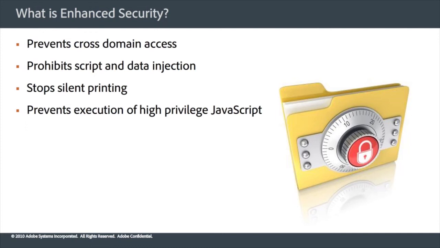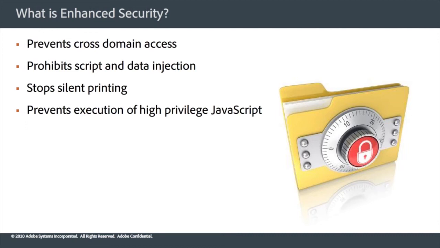It prevents cross-domain access. It forces requests for new content to adhere to a same origin policy. This means access to web pages and other resources originating from a domain other than the one your document is hosted on is prohibited. It prohibits script and data injection via an FDF, XFDF, and XDP that is not returned as a result of a post from the PDF file itself.